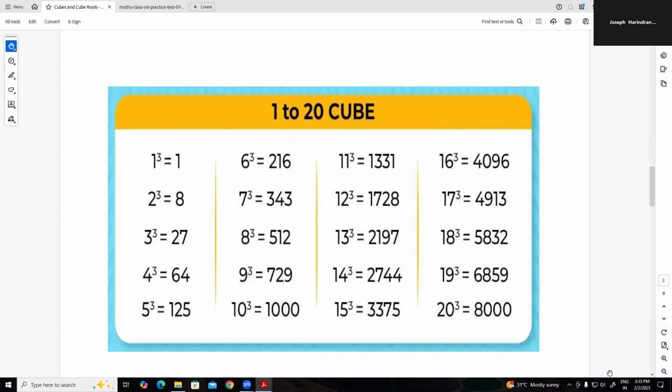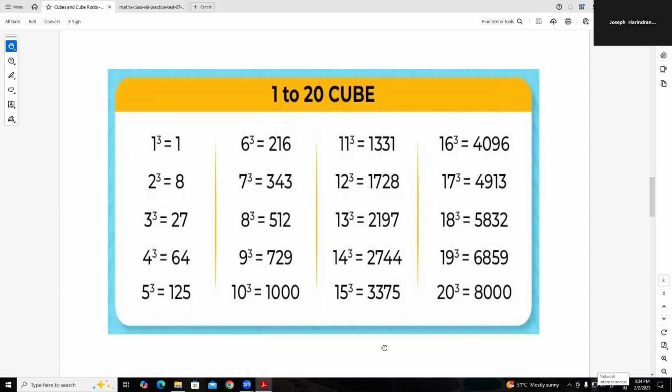19 cubed ends in 9, 18 cubed ends in 2, and so on. So we need not memorize all these values. A few typical values we can remember easily: 2 cubed, 3 cubed, 4 cubed, 5 cubed, 6 cubed, 7 cubed, and even 8 cubed. Up to 10 at least. Then we go on to cube roots.